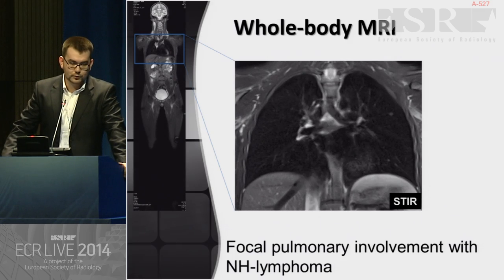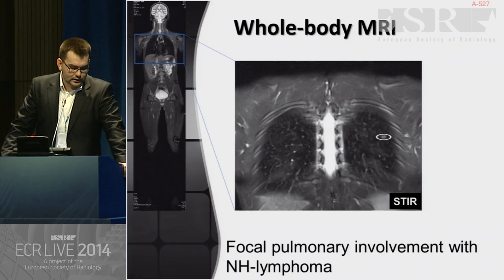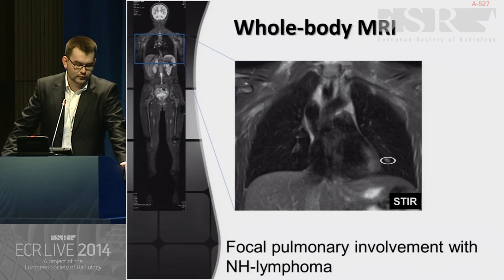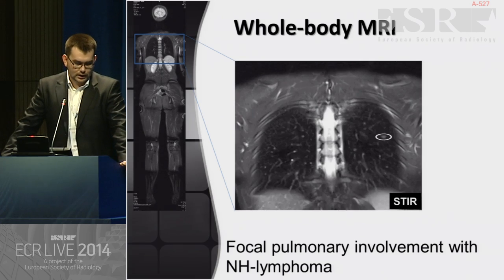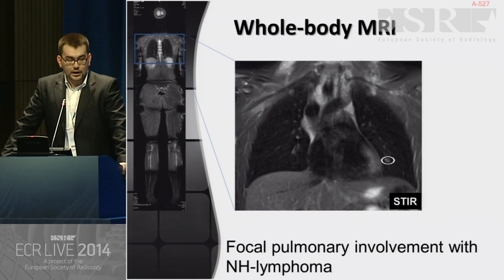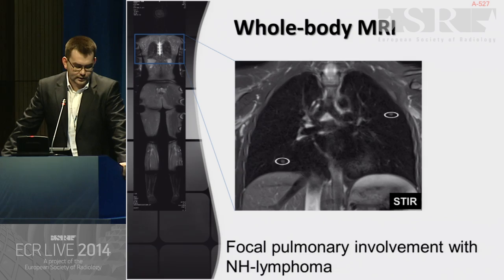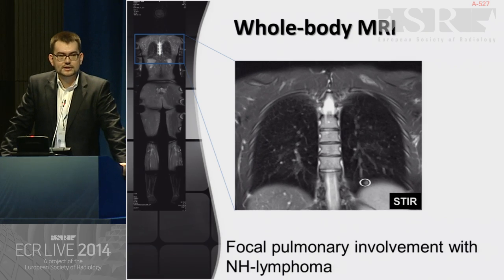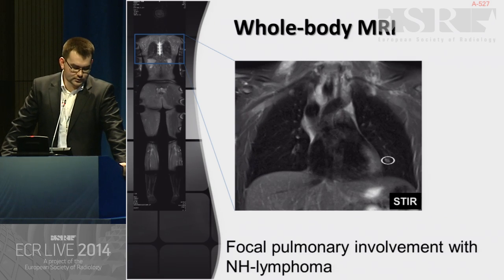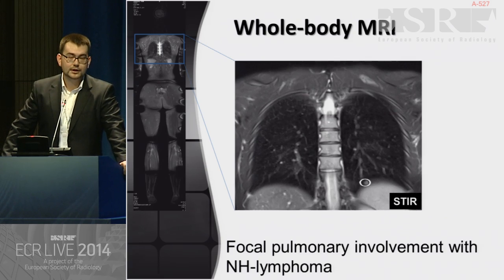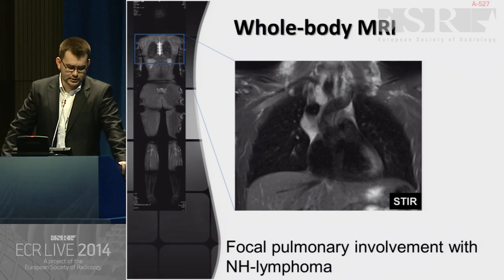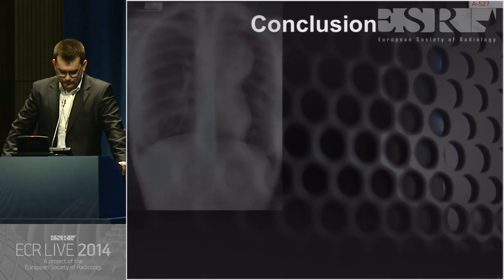Whole body MRI with breath gating is good enough for evaluating focal lesions of the lung. CT compared to MR has the advantage of evaluating foci less than 5.4 millimeters, which are not possible to differentiate between specific and post-inflammatory changes without any follow-up.